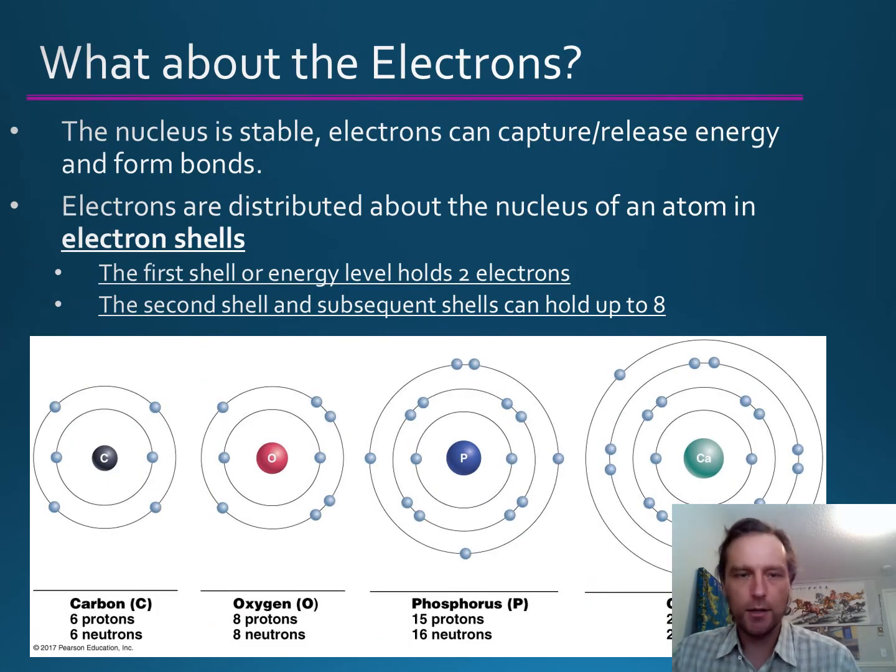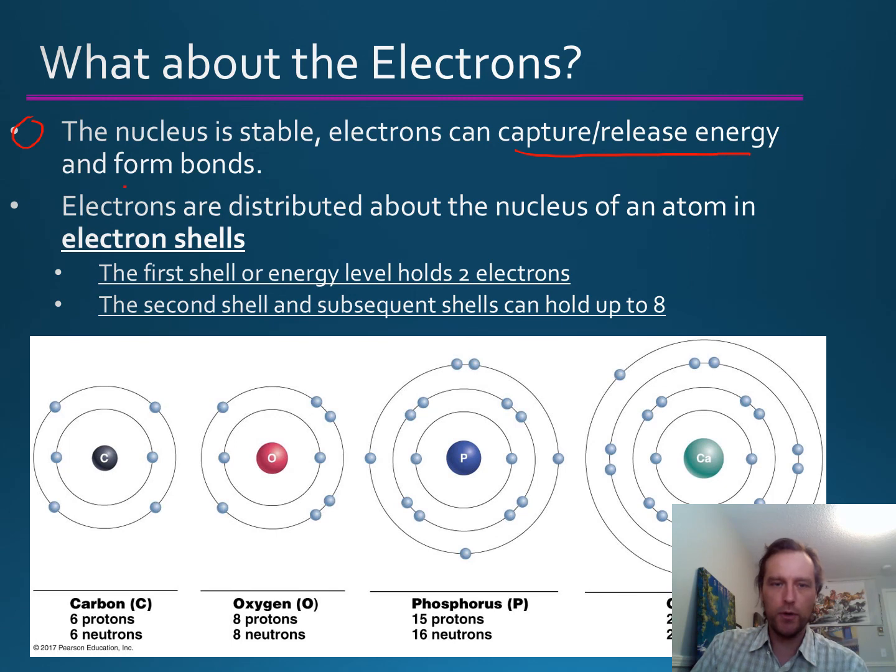So what about electrons? Bullet number 1. The nucleus is stable, but electrons can capture and release energy and form bonds. These 2 points, super critical that you know them. Next, electrons are distributed about the nucleus of an atom in what we call electron shells. So let's take a look at carbon right here. Bullet number 1. The first shell or energy level holds 2 electrons. So let's look at those electrons. 1, 2. Now the first shell is full. No more electrons will fit there in any way.